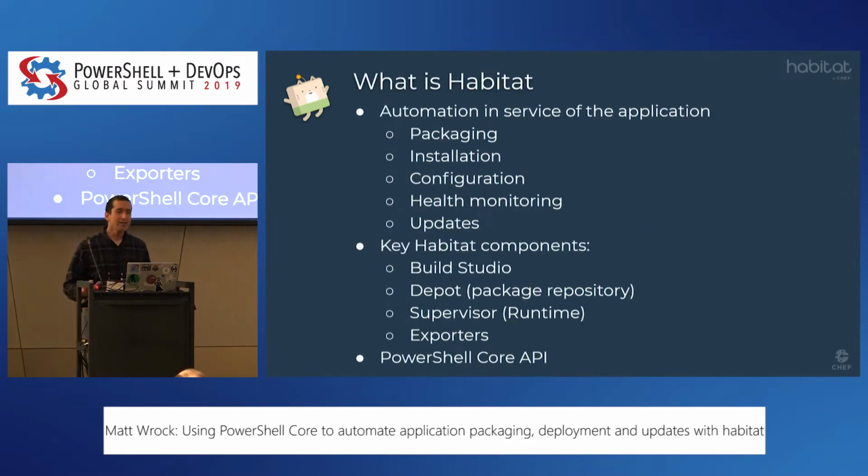So what is Habitat? Habitat is automation in service of the application. When a lot of us think about automation tools today, we naturally think of the configuration management space, which of course Chef, who produces Habitat, is very much in. So you've got your Chefs, your Puppets, your Ansibles. The end goal is making sure my server looks such and such a way, so that I can take my server from some unknown state to a desired state with the click of a button, or with a script.